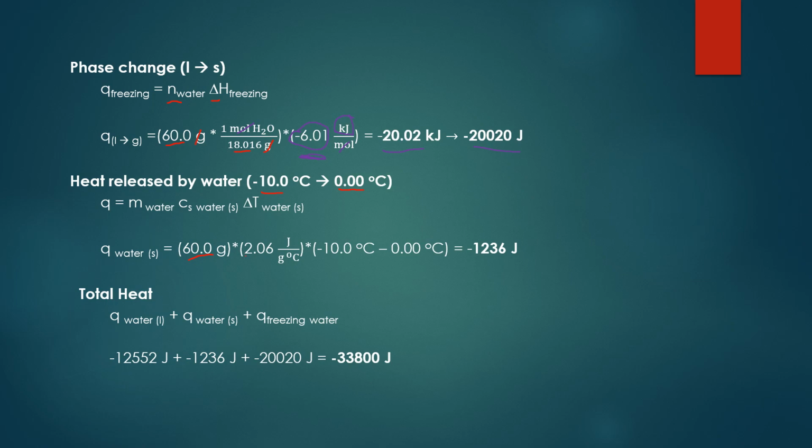For the specific heat, we're using the specific heat for solid water, the one that has an S in parentheses by it, so 2.06. Now, for the temperature change, we take the final temp, which is negative 10, and subtract the initial temp, which was 0. So this gives us an overall negative value of 1,236. So now that we have completed all 3 steps, we then add all 3 of those values together to get a total value of negative 33,800 joules.